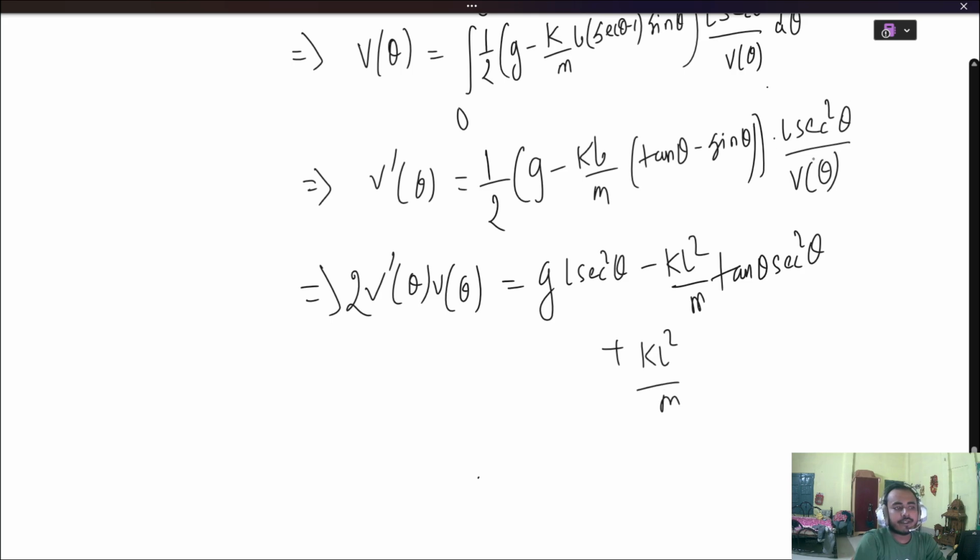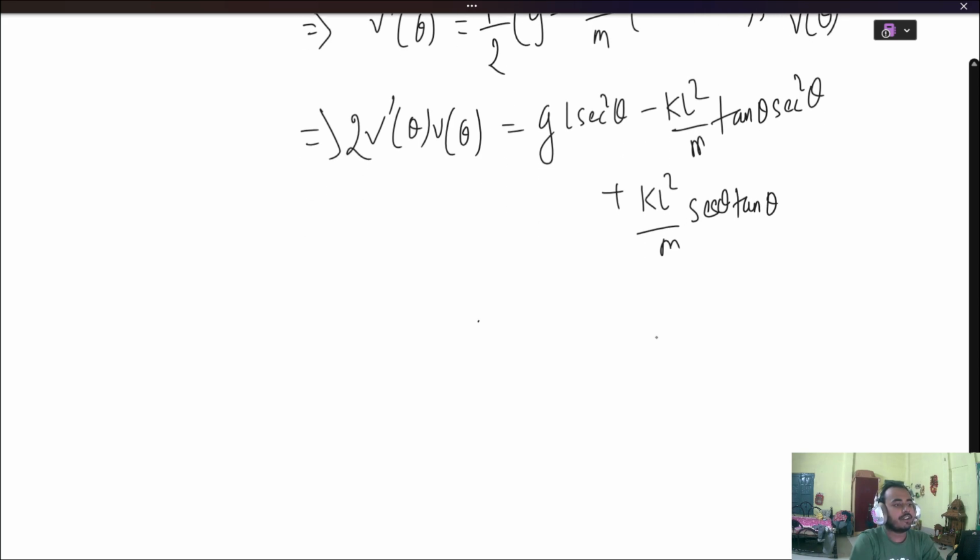So you're multiplying sin theta and sec squared theta. So one is tan theta, one is sec theta. So basically sec theta into tan theta. So this is your expression.